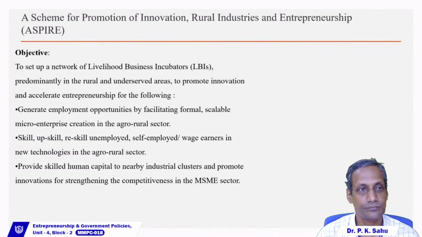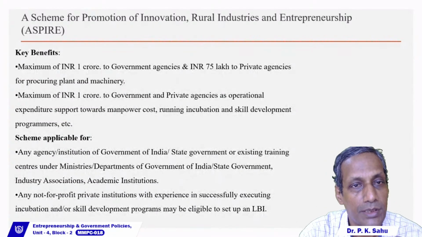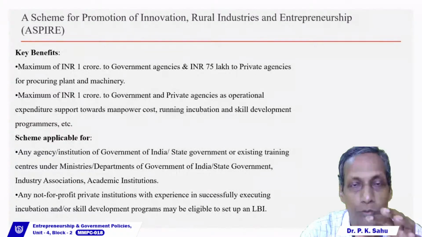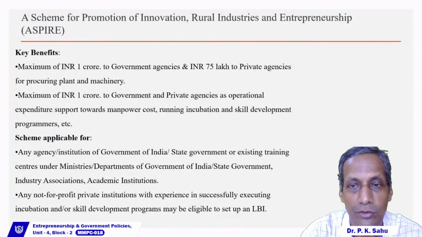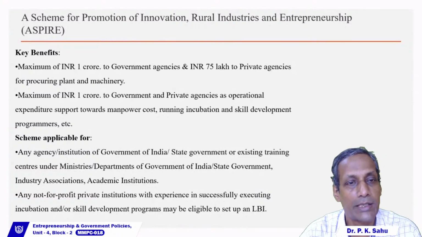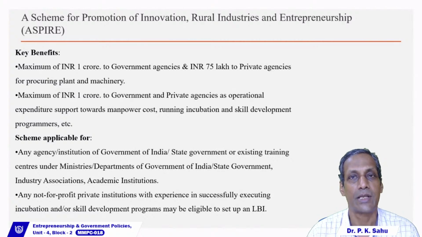or to provide skilled human capital to nearby industrial clusters and promote innovations for strengthening competitiveness in the MSME sector. What are the key benefits of this particular scheme or program? The entrepreneurs or the enterprise gets a maximum of 1 crore rupees to government agencies, and a maximum of 75 lakh rupees to private agencies for procuring plant and machinery. A maximum of 1 crore rupees is given to government and private agencies as operational expenditure, support towards manpower cost, running incubation and skill development programs, etc.